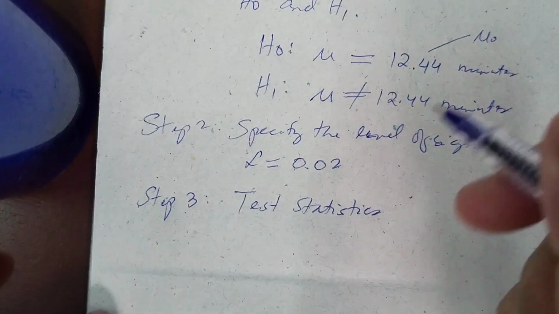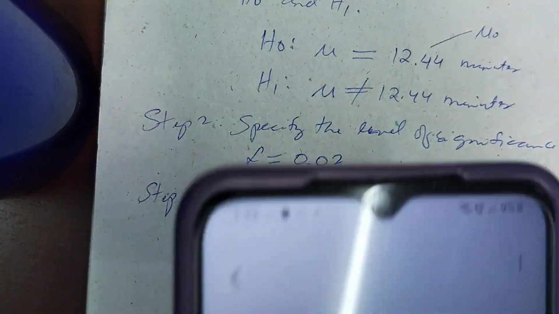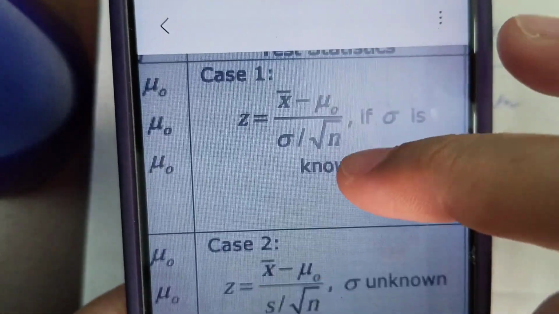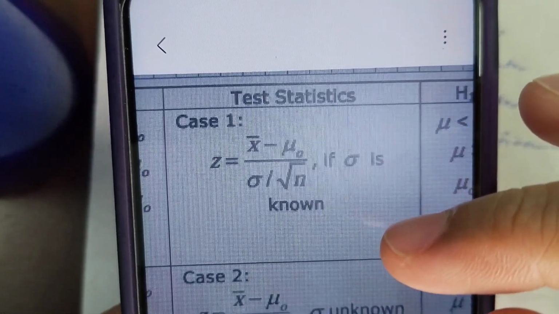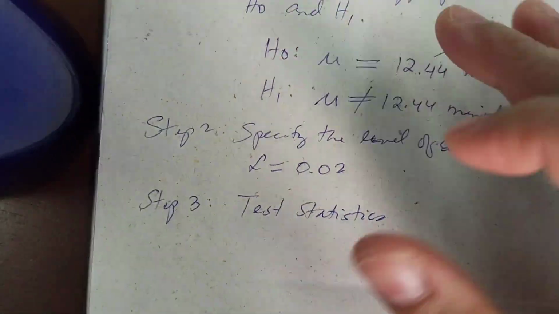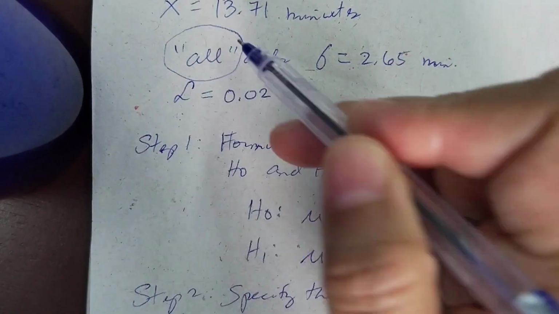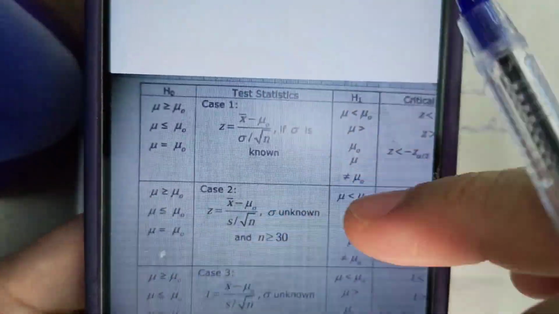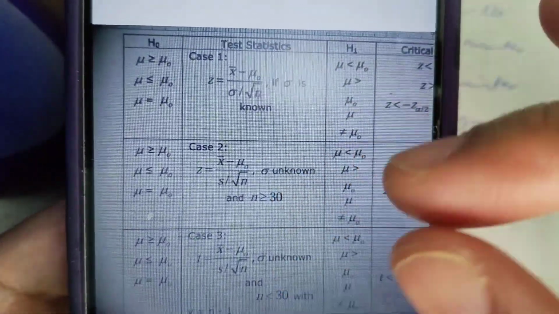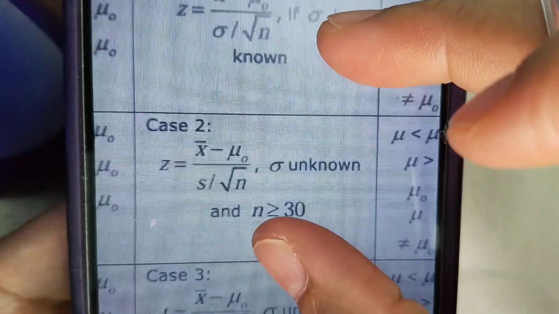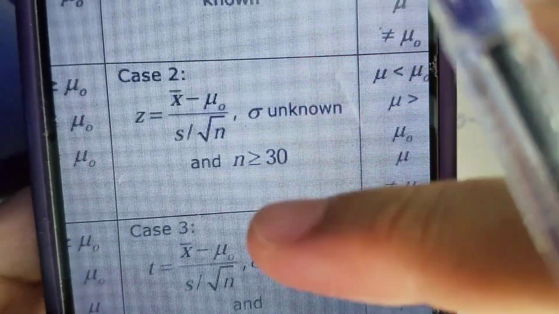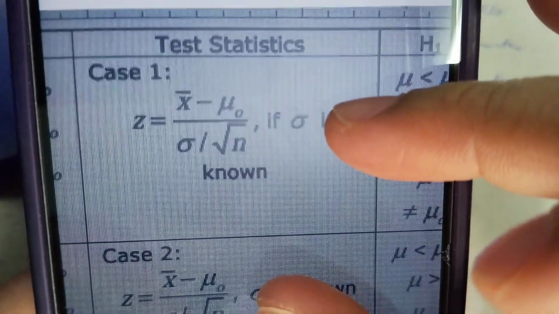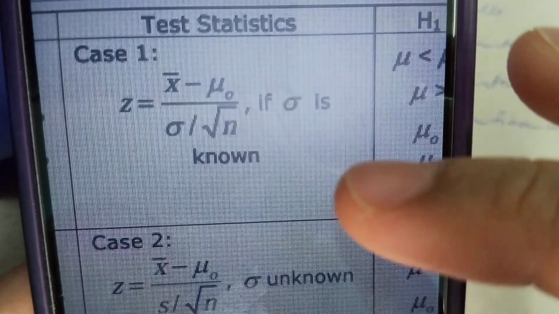Your test statistics selection is in our set of formulas. If you notice in our formula, it depends on the case. Case 1 is when your sigma is known. Was sigma given to us? Accordingly, we are given the standard deviation of all calls, so our sigma is known. So we go straight to case 1, because there are three cases: case 1, case 2, case 3. Case 2 is when your sigma is unknown, and case 3 is when your sigma is still unknown, but they differ in n, the sample size. So, we will choose the case 1 formula for our test statistics since your sigma is known.